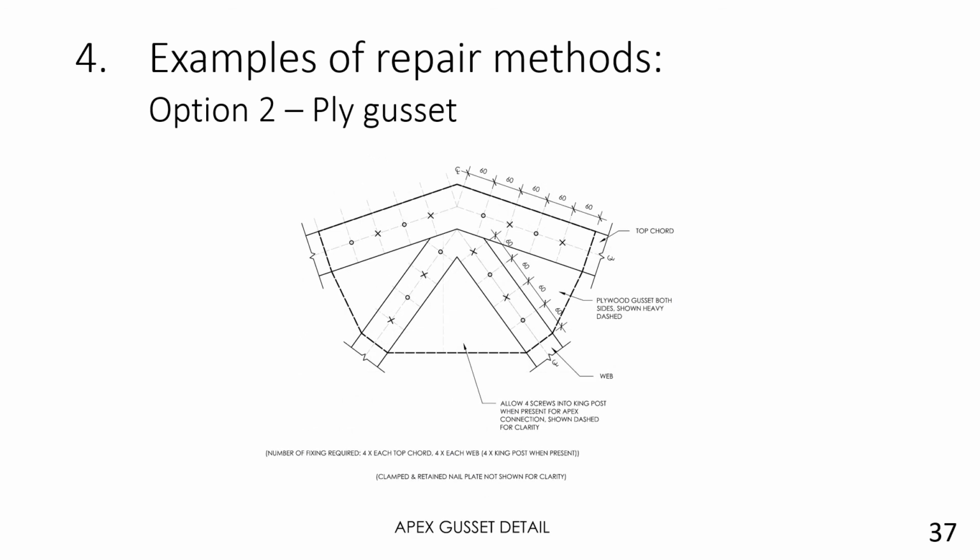Option 2 example, apex plywood gusset detail, designed by an engineer and installed by a carpenter using the same method and materials previously mentioned. The connection is integral to typical standard truss structural adequacy.